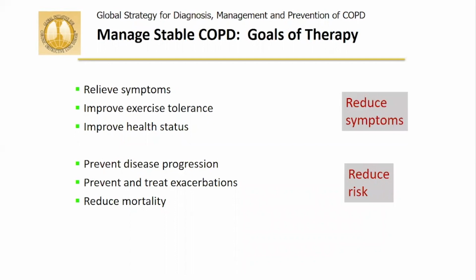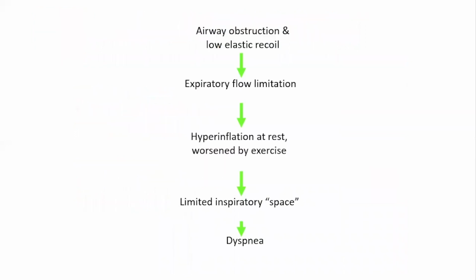So the goals of treatment will be to reduce the symptoms, which would include exercise intolerance, and we also have to improve their health status. And we want to reduce the risk. You want to prevent fast progression of the disease. You want to reduce the exacerbation, and you want to reduce the mortality.